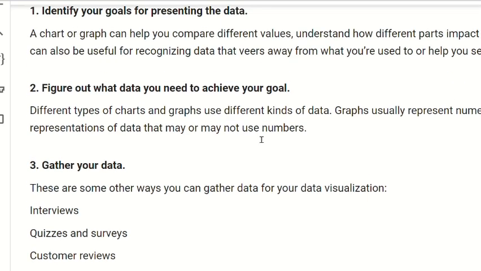Gather your data. First we have to identify the goals to present the data. According to that, we take what we need to plot. And we need to understand our data. What are the column attributes? Does it contain numerical values or categorical values? We need to check everything, analyze the data, and then figure out what we need to achieve our goal. So we need to visualize the data based upon what we need.